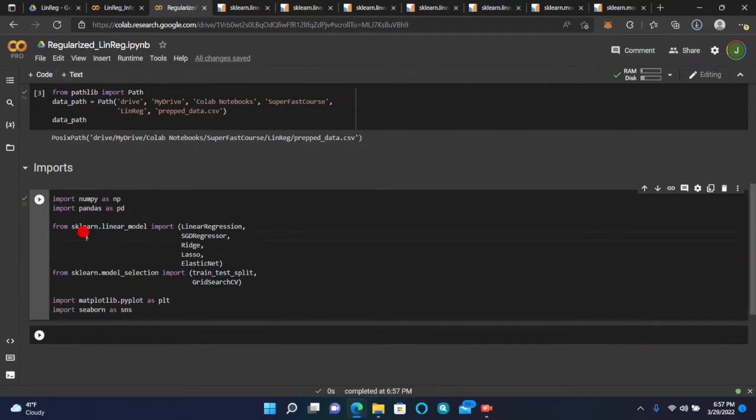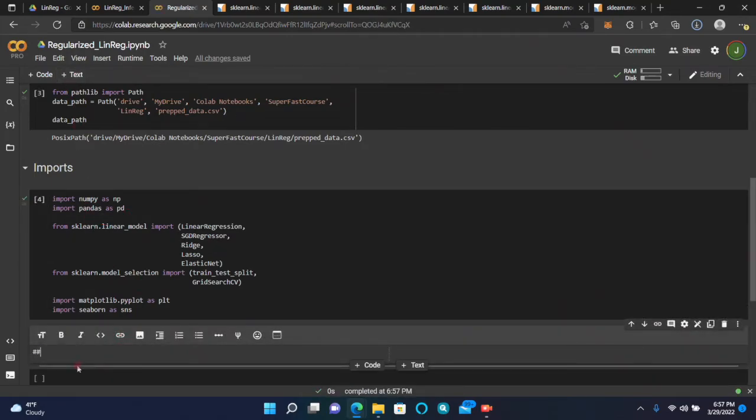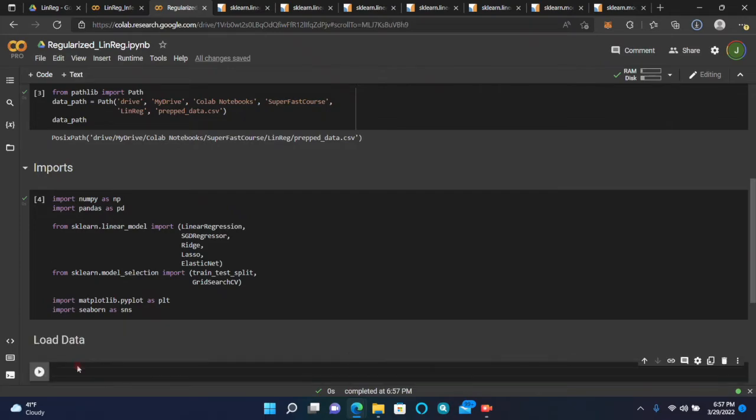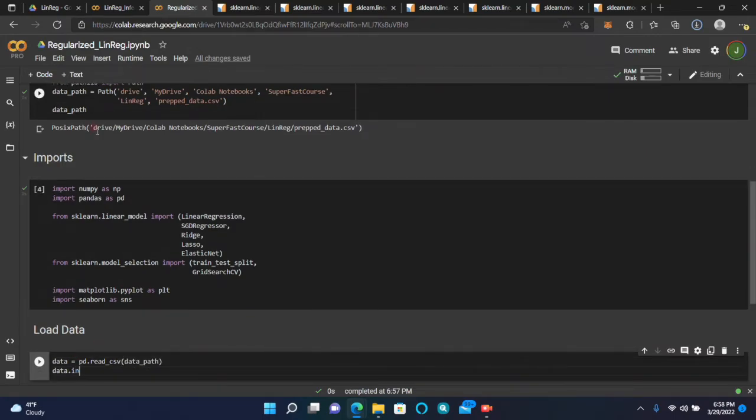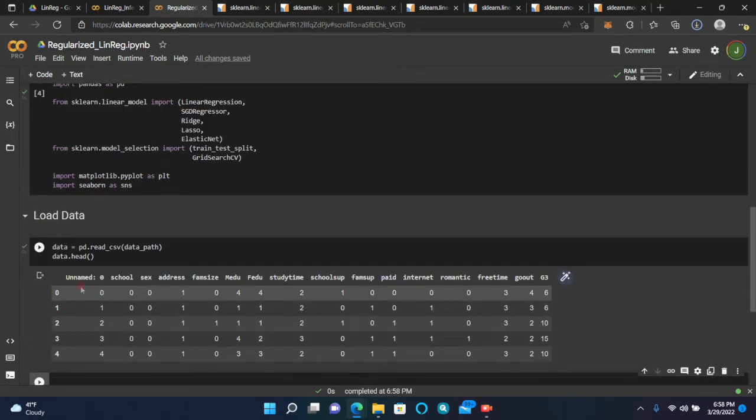And that should be everything. So what we're going to do next is load the data. We're just going to read CSV. I've already made this data path right there. Let's just look at the head of that.